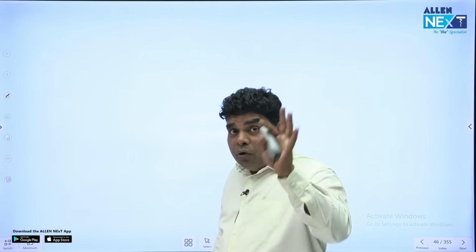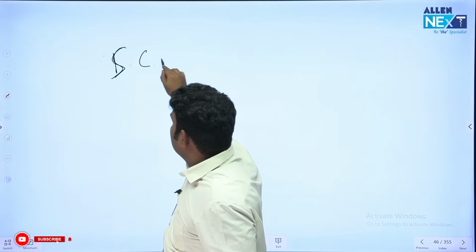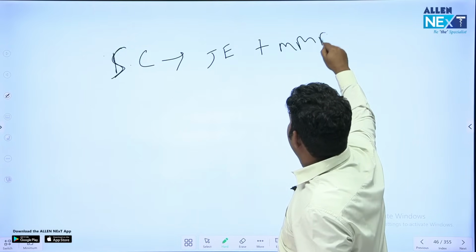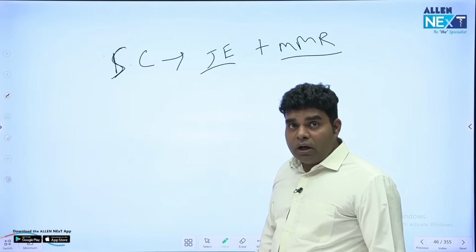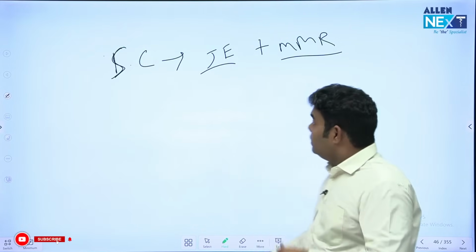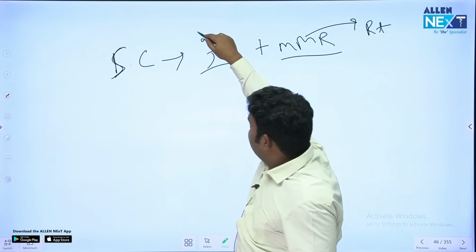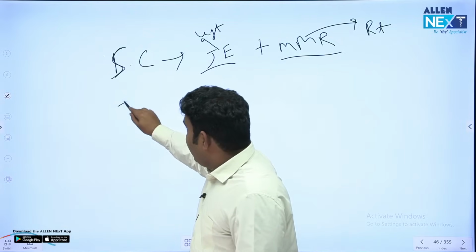Now, what is the route of JE? So the route of JE is subcutaneous. Subcutaneous is JE plus MMR. 2 vaccines are given subcutaneously. Now, which one is right? Which one is left? MMR is the right leg and JE is the left leg. Then intranasal they can ask.